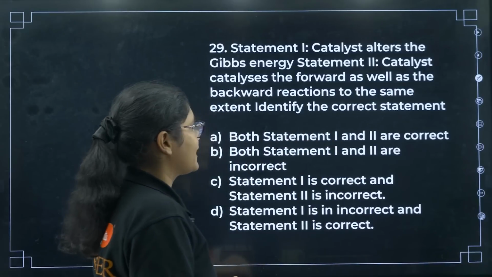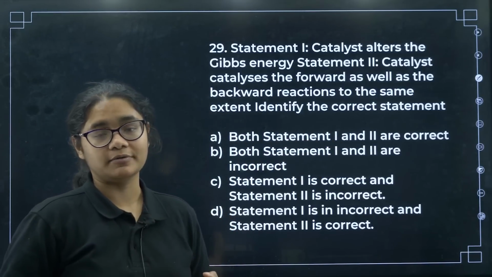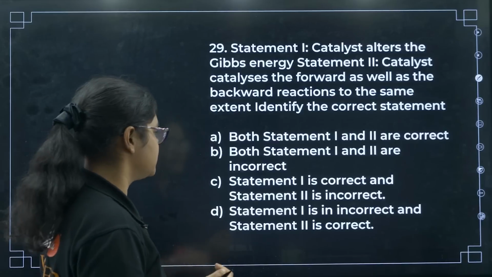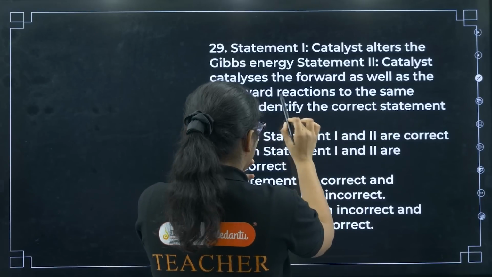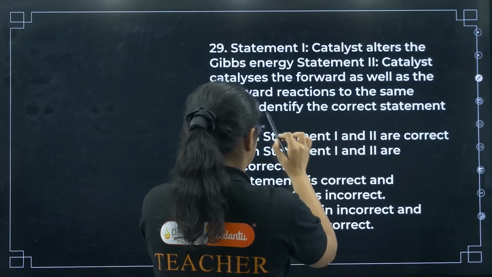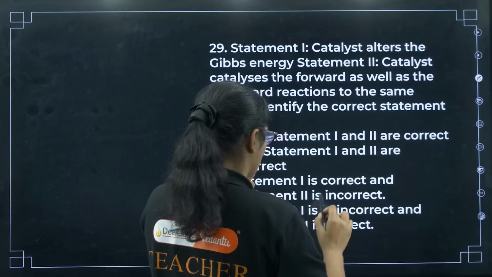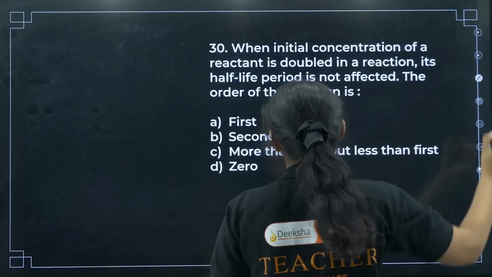Next, we have: catalyst alters the Gibbs free energy. No, a catalyst does not affect the equilibrium constant as well as the Gibbs free energy. So statement 1 is false. The next statement, catalyst catalyzes the forward reaction as well as the backward reaction to the same extent. Yes, this is correct. So statement 1 is incorrect and 2 is correct. That is option C here.